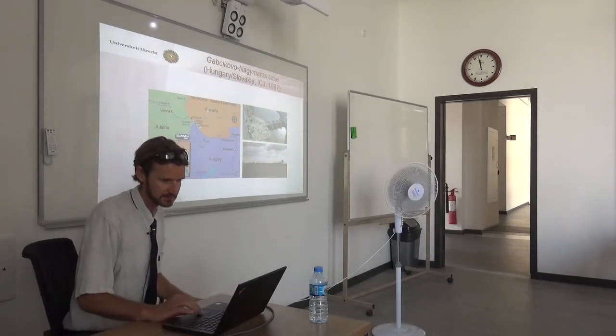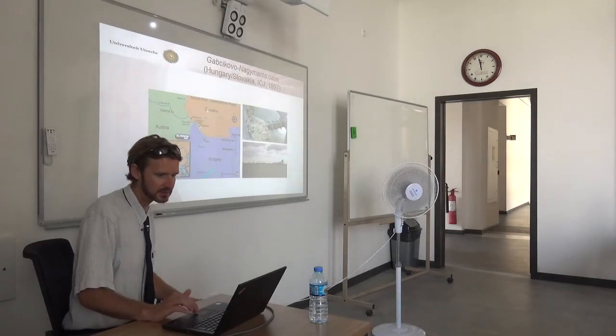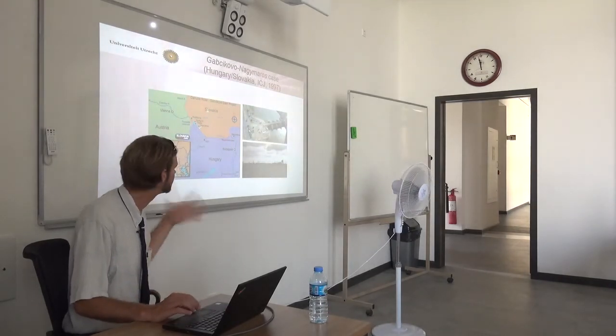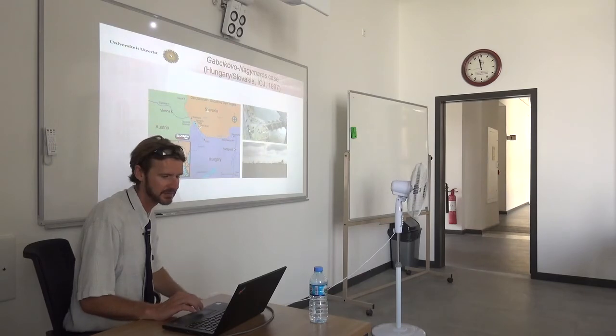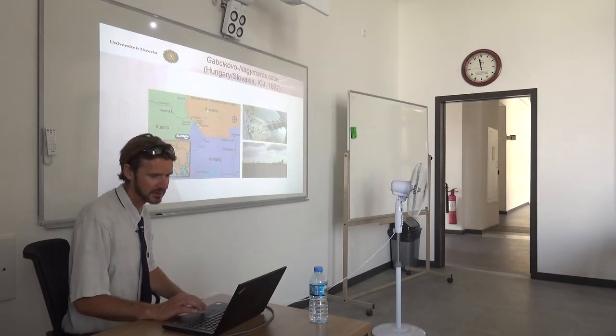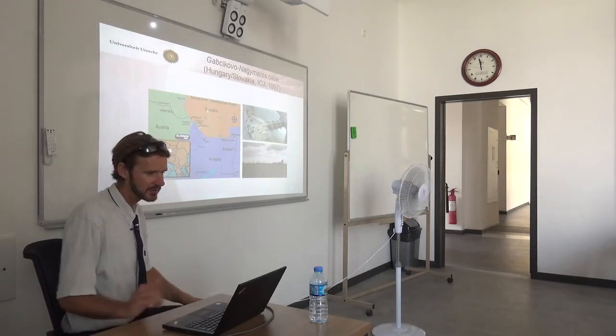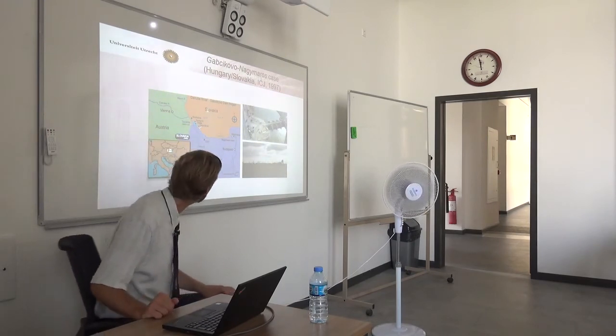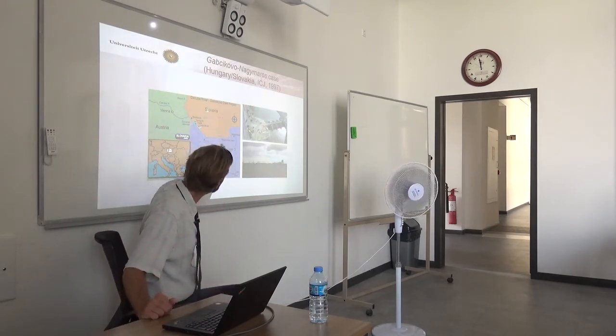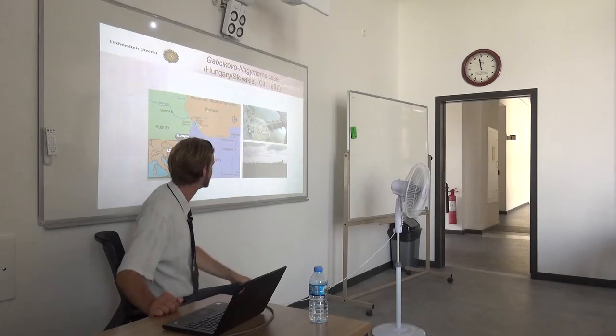So, Hungary and Slovakia concluded a treaty on the construction of this joint dam project. But then Hungary refused to build its part of the dam. So Hungary refused to build this Nagymaros dam.